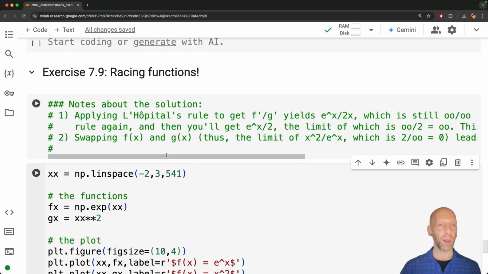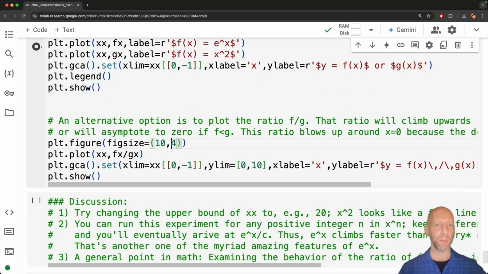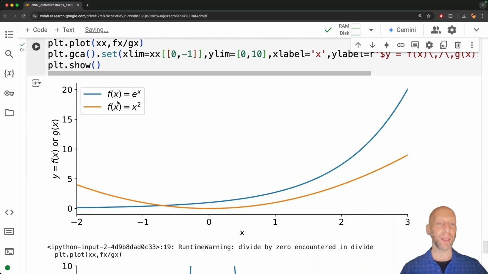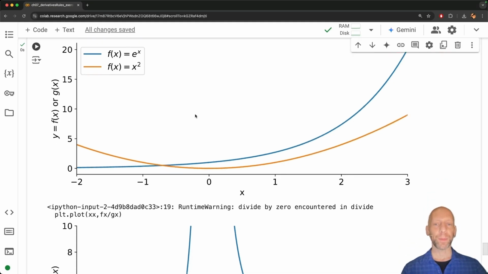Okay, so now I will run this code here. And let's have a look. So here we see the blue line is e to the x, the orange line is x squared, and it's pretty clear even by x equals 3 that e to the x is growing faster than x squared. Very nice. And of course, both of these functions are going to continue growing as x goes to infinity.